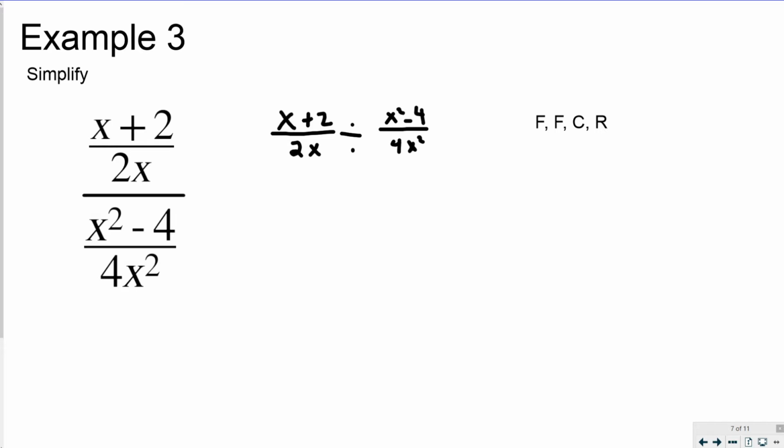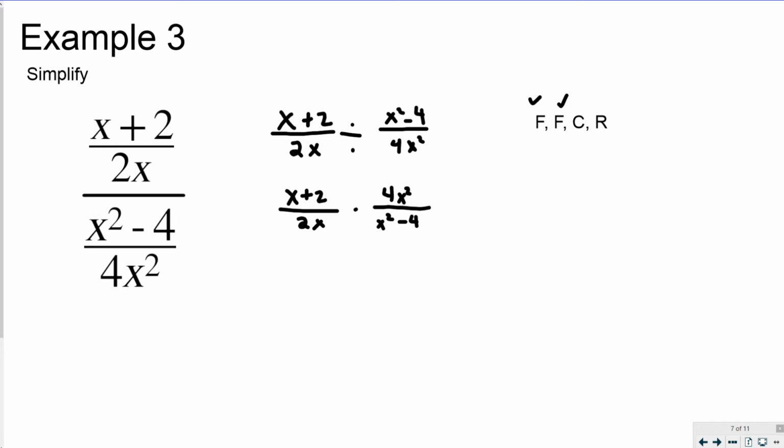So now what I can do is rewrite that. I'm going to flip the second one to fulfill the first f. So x plus 2 over 2x. And then that's going to be times 4x squared. Excuse me. Ooh, started rewriting without thinking. 4x squared over x squared minus 4. So that takes care of the flip.